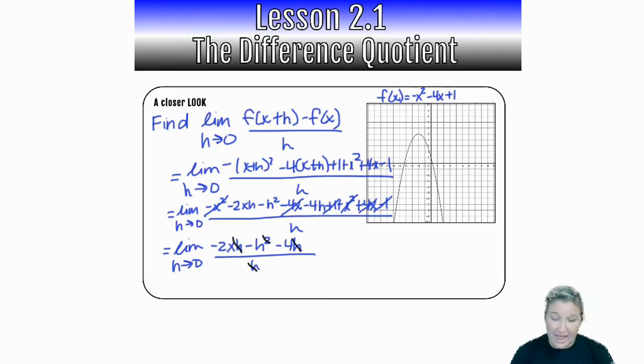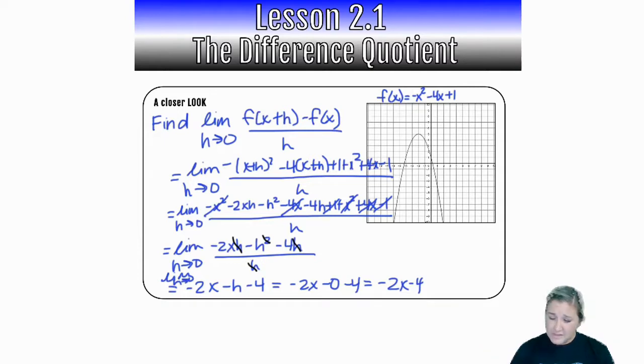And then now I can substitute in because I don't have 0 in the denominator. So I'm going to have negative 2x minus h minus 4. That's the limit as h approaches 0 still of that. So I'm going to replace 0 in for h. So it's negative 2x minus 0 minus 4, which happens to be negative 2x minus 4.